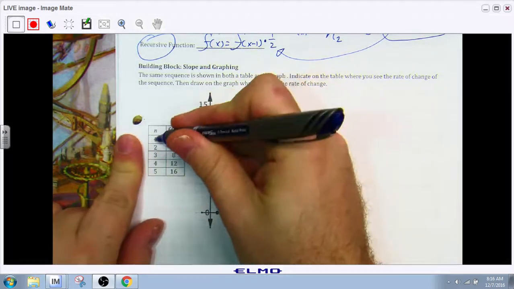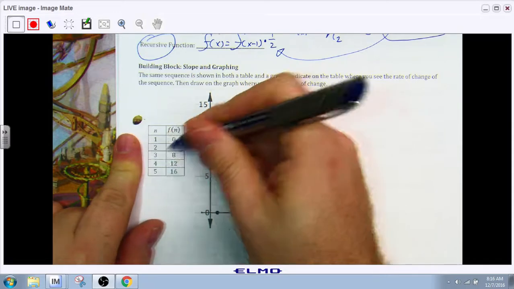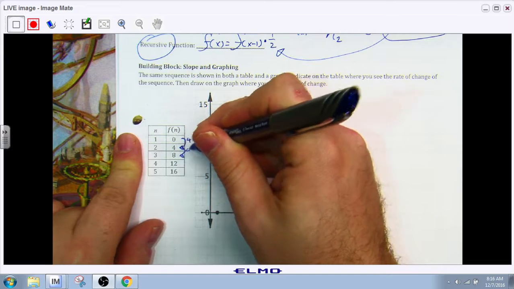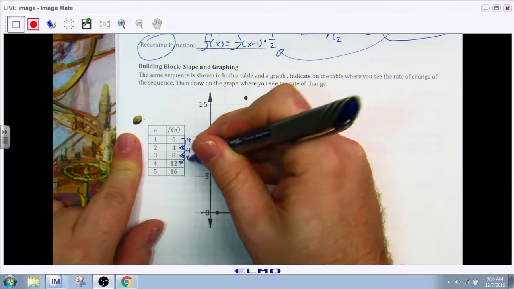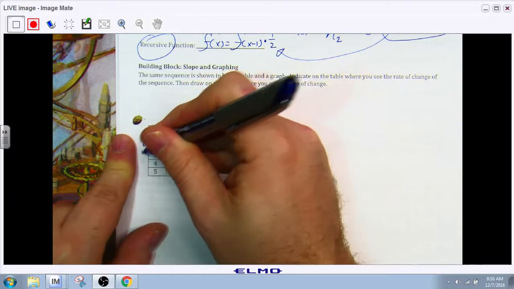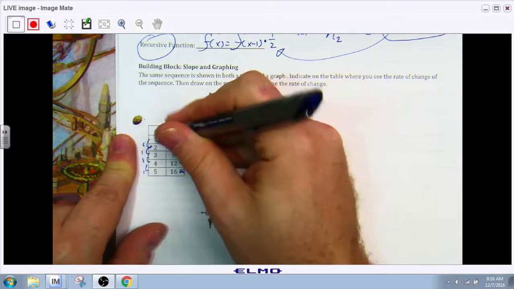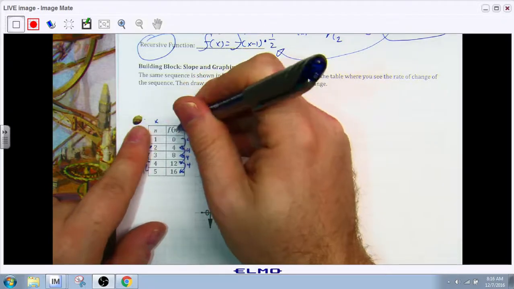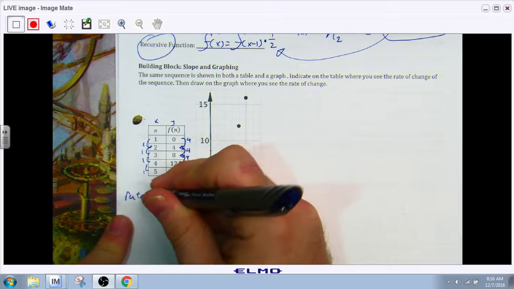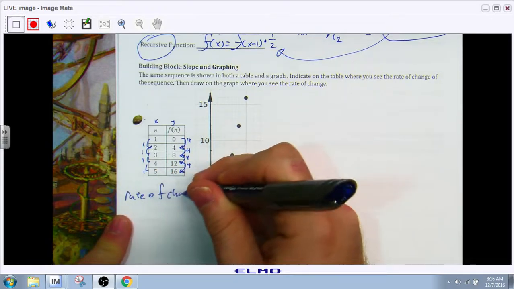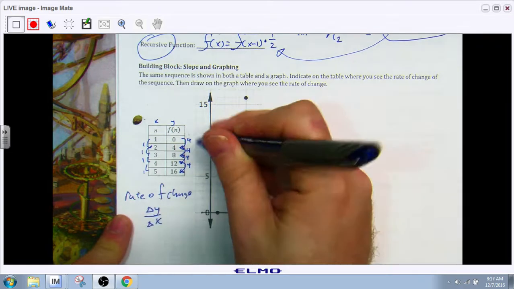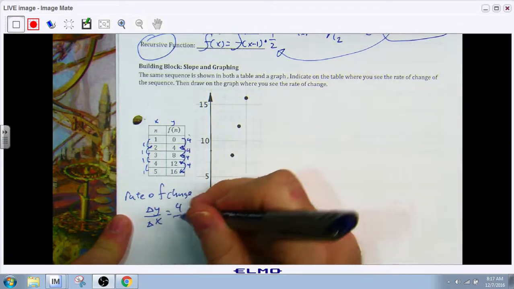And I see the rate of change as I go 1, 0, 2, 4, 3, 8. I see that the rate of change is 4, and I see it because we're adding 4 at each step here. So to show that, I would do this. That's 4, and then this is 1, 1, 1, 1. And so n is essentially my x, f of n is my y, and remember, rate of change is delta y over delta x. So in this case, I'm changing 4 and 1, so it's just 4.